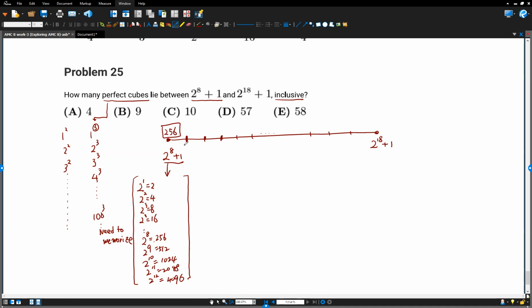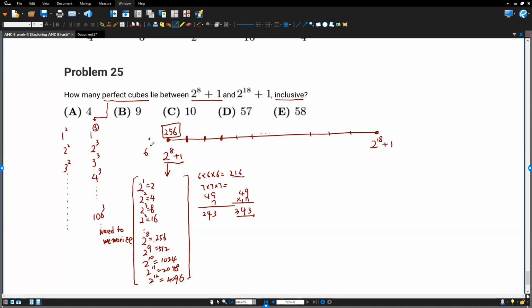5 times 5 times 5 is 125, too small. You can try 6 times 6 times 6, 216. 7 times 7 times 7, how much is this one? 49 times 7 is 343. 216 is too small. The next number is 343. Okay, that is the next number.